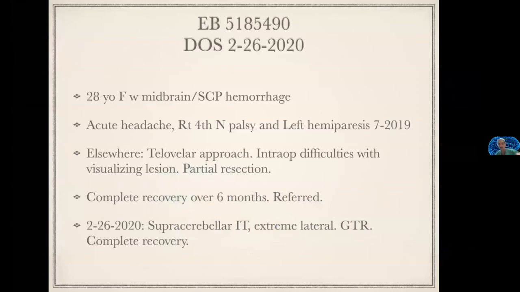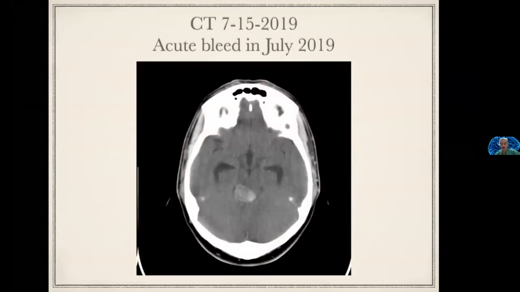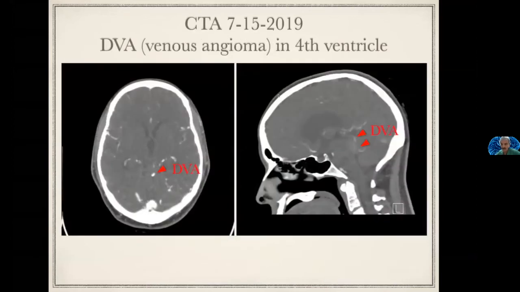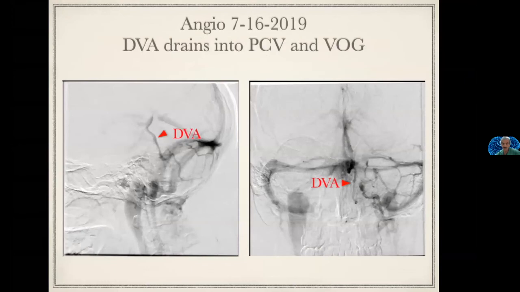She's a 28-year-old, presented with hemorrhage and a fourth nerve palsy. This is her original presentation to the other surgeon. You can see the hemorrhage. Now you can see he looked at, I guess, the sagittal and thought, well, maybe the best way is through telovelar from below up, but that's a long way. And of course, not only that, but there was a large DVA, developmental venous anomaly, covering the posterior surface of the cavernoma. And here it is beautifully seen on an angiogram.